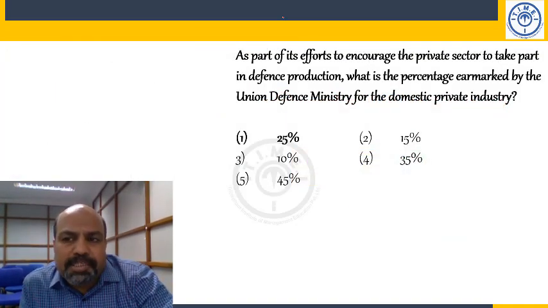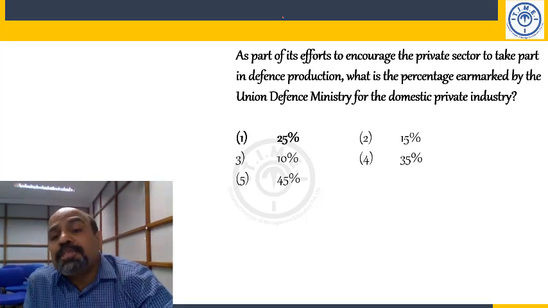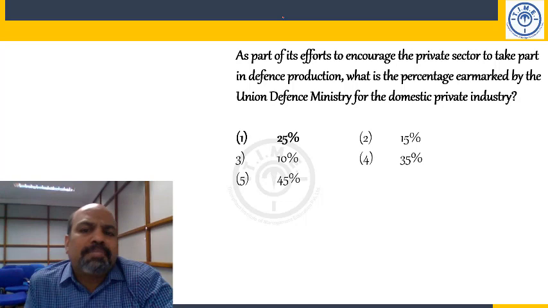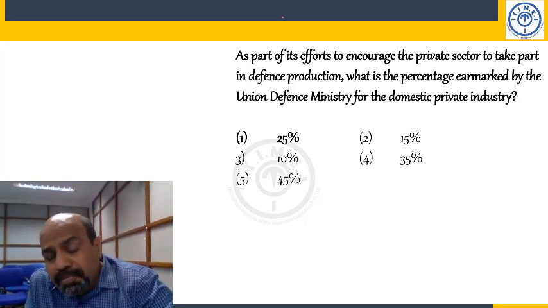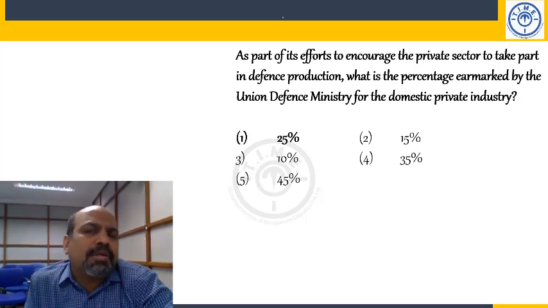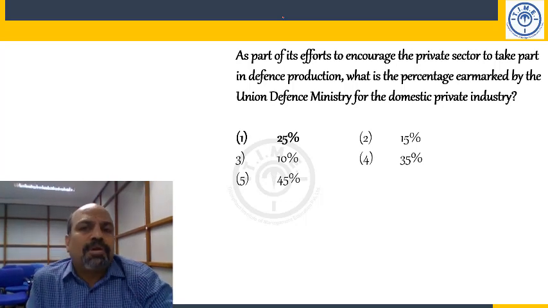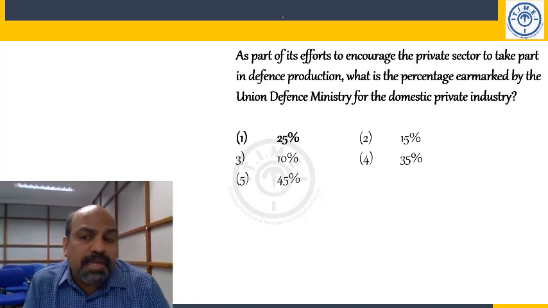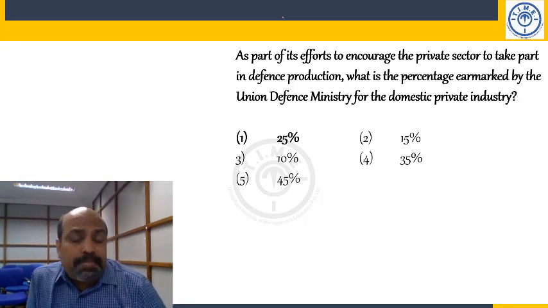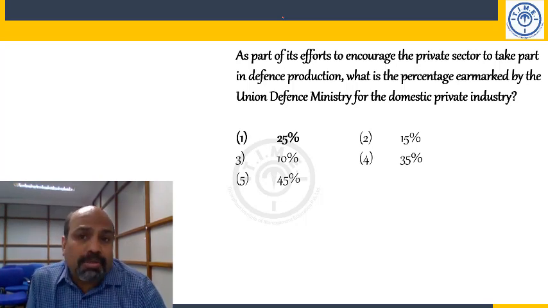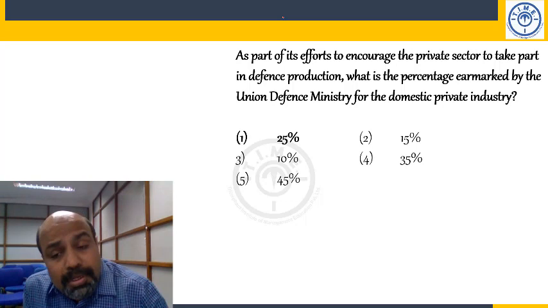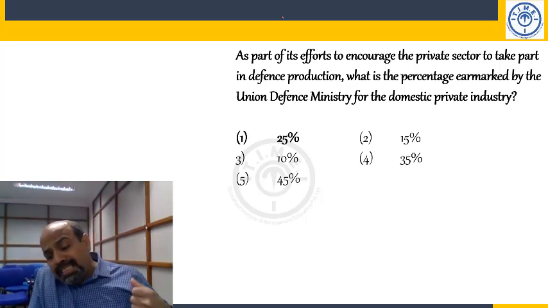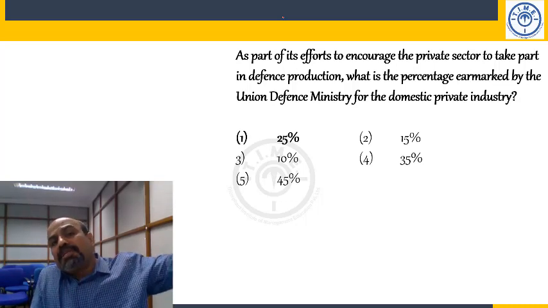As part of its effort to encourage the private sector in India to take part in defense production, that is, to encourage the domestic defense industry, what is the percentage earmarked by the Union Defense Minister for the domestic private industry? About 25%. See, the government of India in the recent budget allocated about 85,000 crore rupees for defense capex, defense modernization. Of this big number, 25% worth of equipment, that is a little over 21,000 crore, will be sourced from domestic industry. So this is incentivizing. 21,000 crore is not small money. Yeah, it's huge money. So they are looking at incentivizing Indian companies, to minimize dependence on imports.